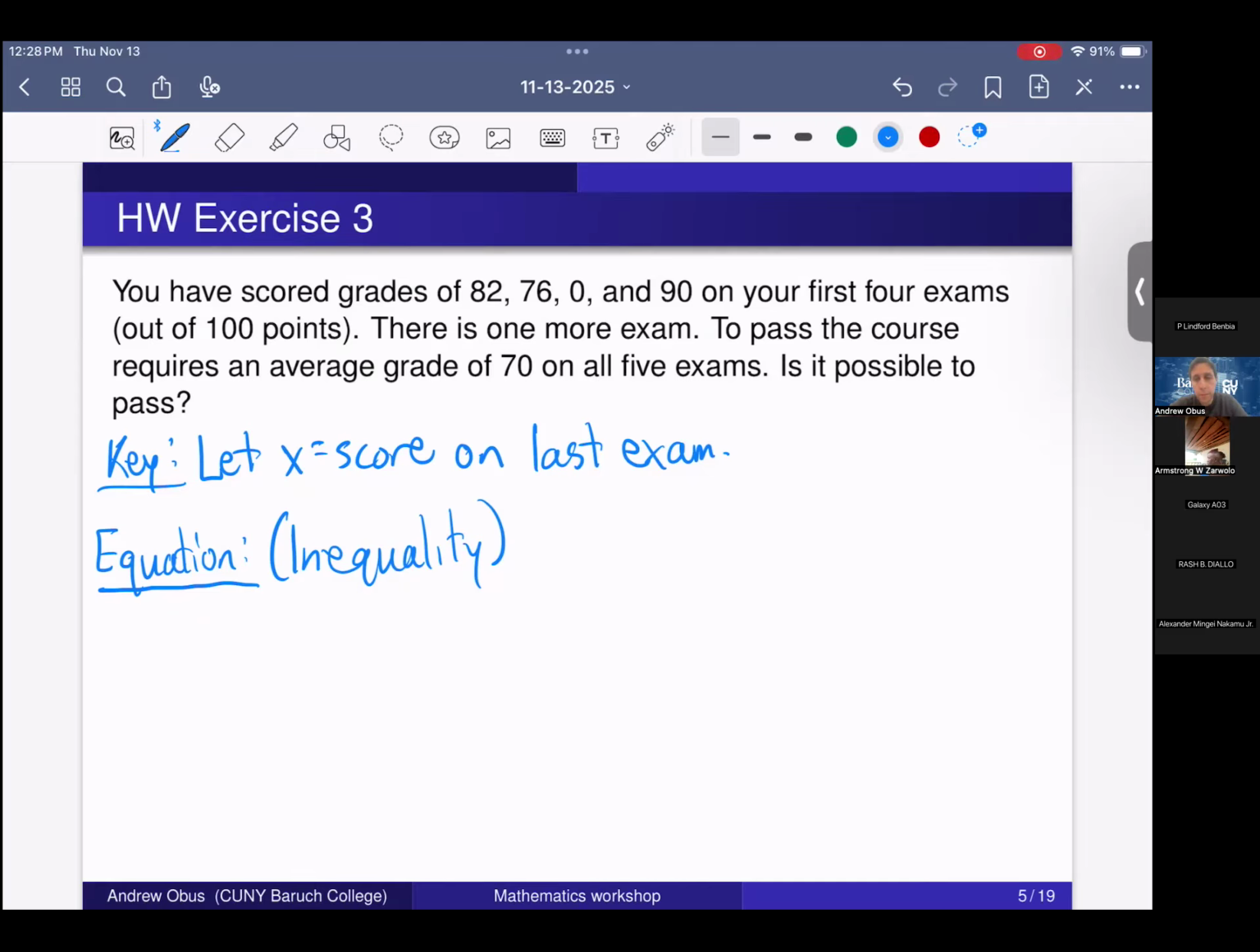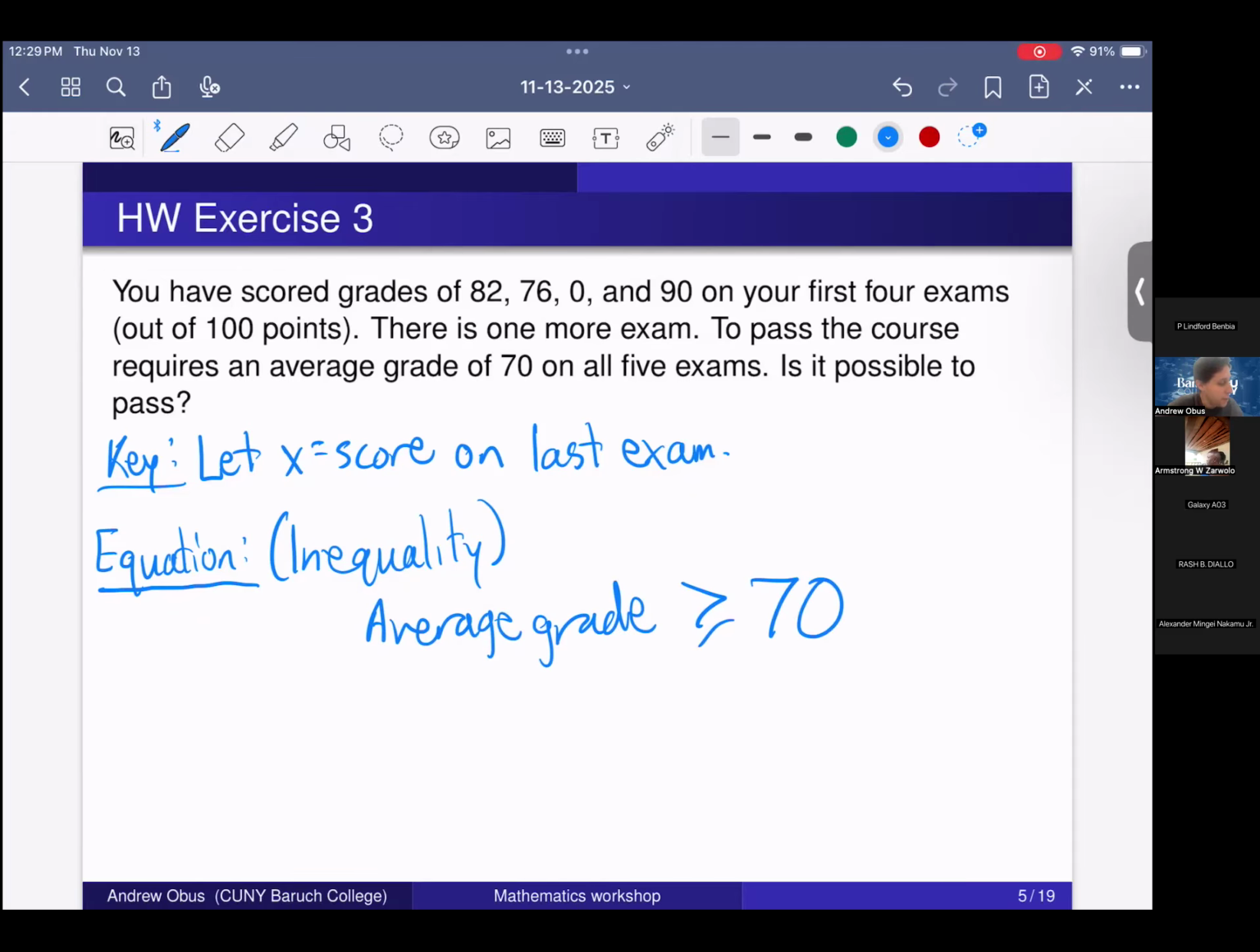Okay, well, what do we have? We need an average grade of 70, right? So we want the average grade to be greater than or equal to 70, right? This is what the inequality should be: average grade is greater than or equal to 70, right?